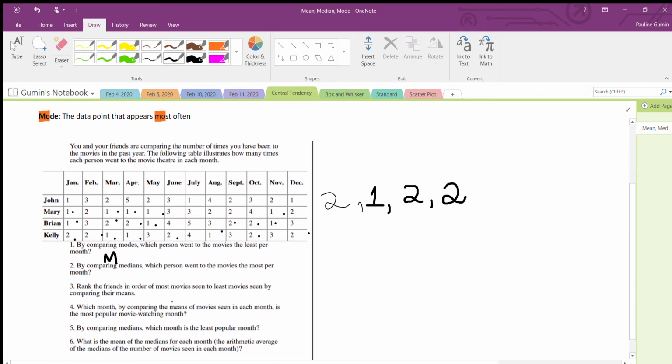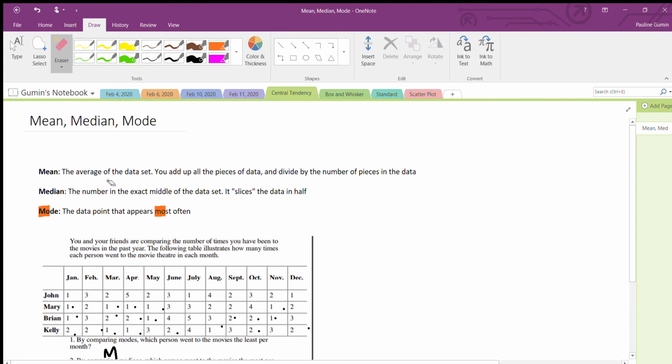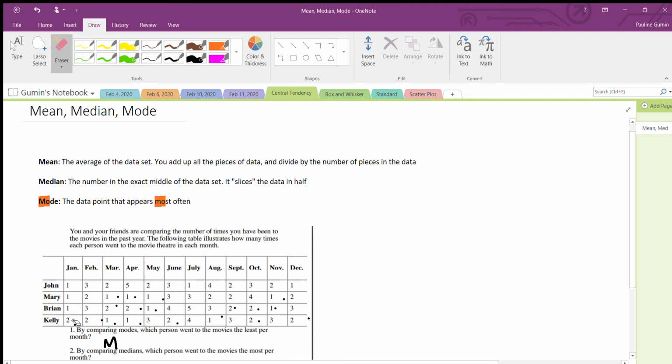Right, by comparing medians, who went the most per month? Okay, median. Let's see what that is. A median is the number in the exact middle of the data, so it slices it in half. Now we have a little issue. We have 12 months, so there is no real halfway point. But we'll see how that works out.